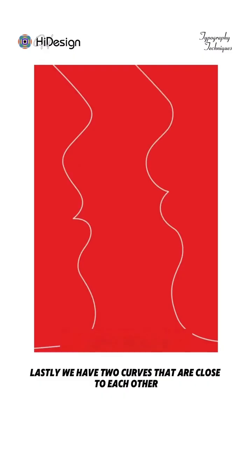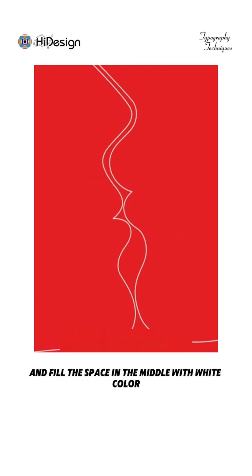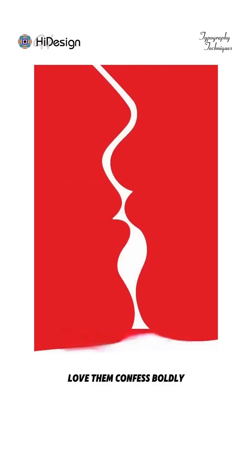Lastly, we have 2 curves that are close to each other. We join them together, and fill the space in the middle with white color. Love them? Confess boldly.